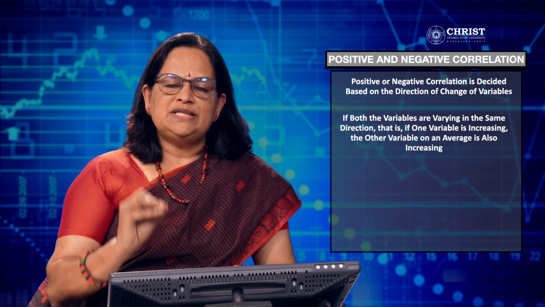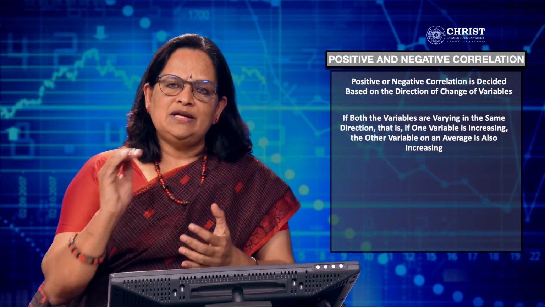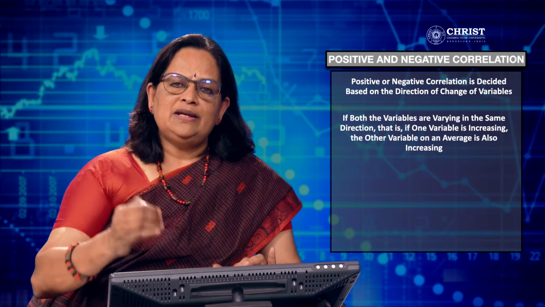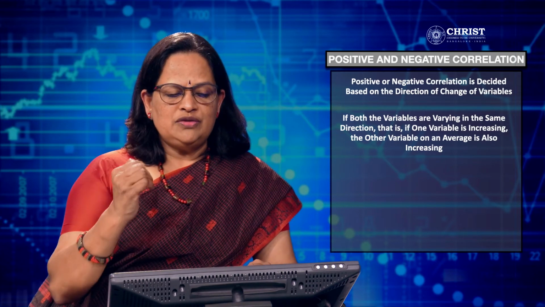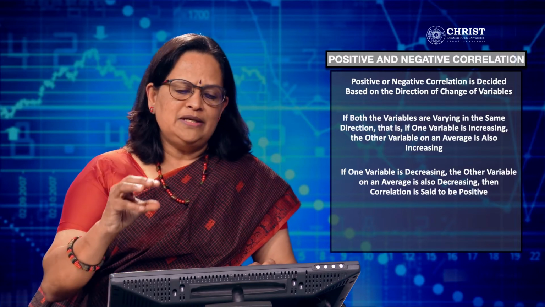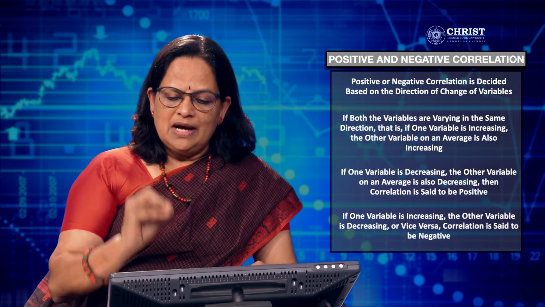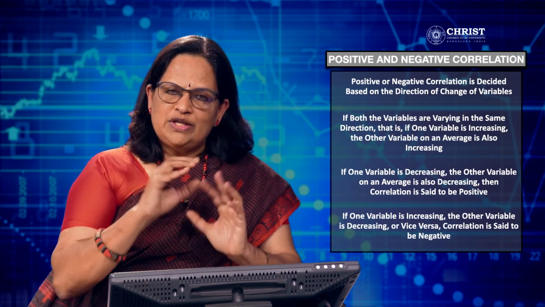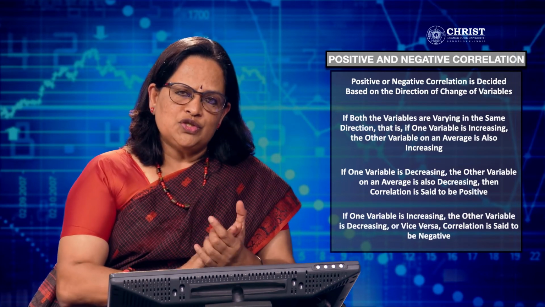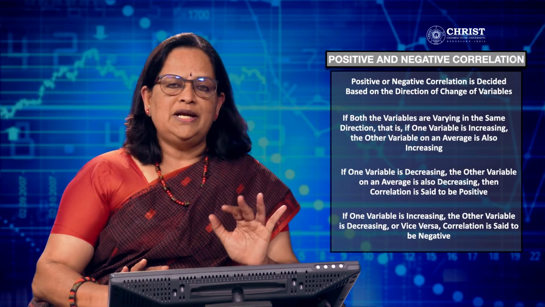If both variables are moving in the same direction, that is, if one variable is increasing, the other variable is also increasing, then it is said to be positive correlation. Whereas if one variable is decreasing and the other variable is increasing, then it is said to be negative correlation. If one variable is increasing, the other variable is decreasing, or vice versa. So we have to decide whether it's positive correlation or negative correlation, and it's very important for interpreting the data also.